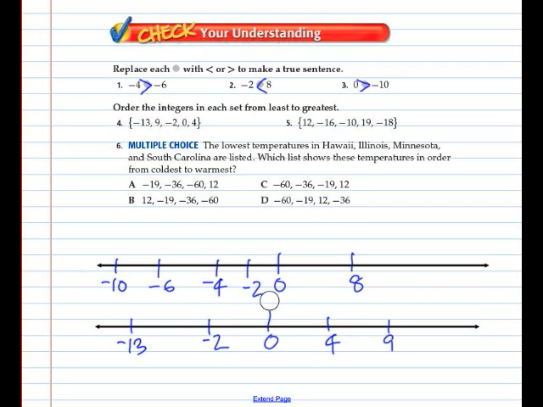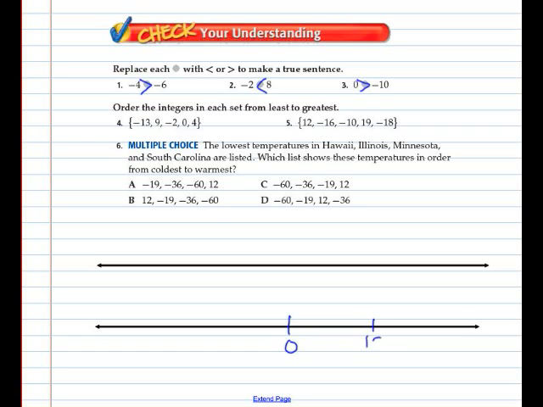Number 5. Again, 0. 12 is here. -16. -10. 19. -18. So in order from least to greatest, -18, -16, -10, 12, and 19.